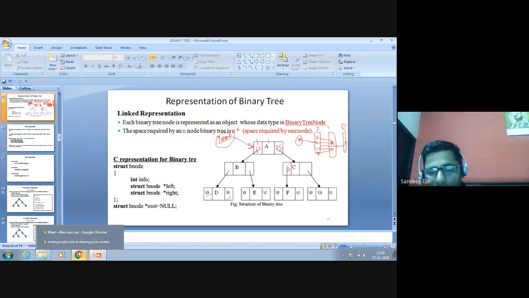Is it okay now? If the tree is this, so you will not change. Like you have to store the address of B into the left array and you have to store the C into the right array. यदि tree ये है तो, यदि tree दूसरा है तो फिर उसके according you can change it.